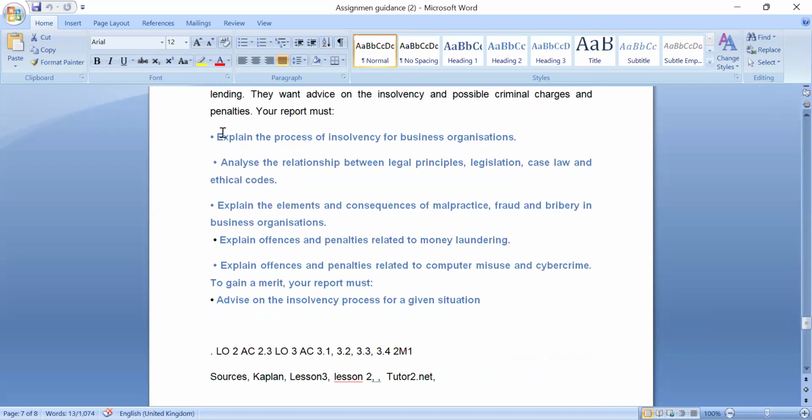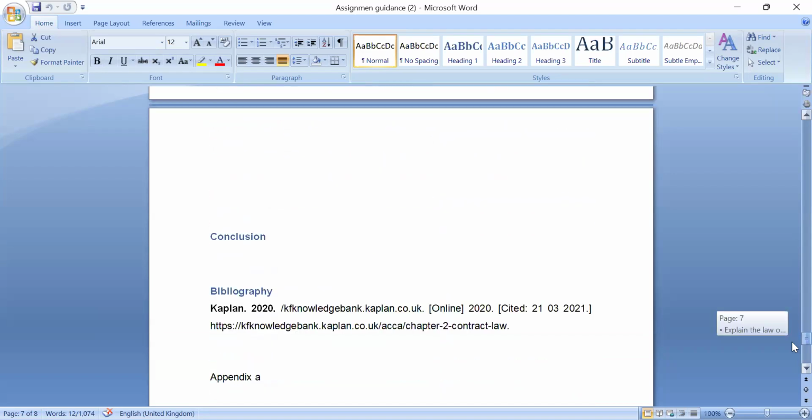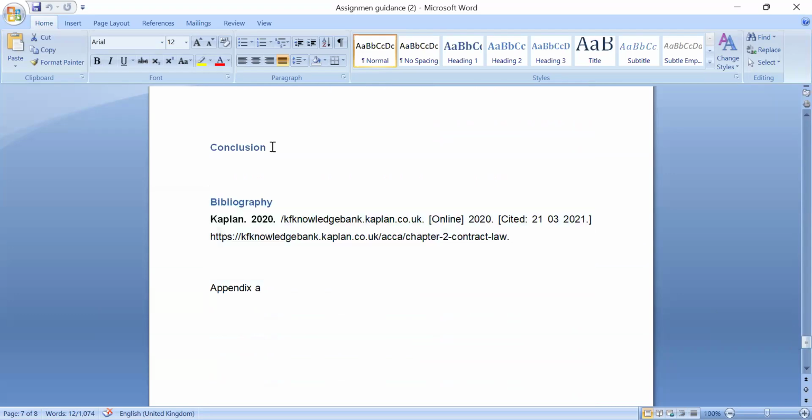Explain the process. We divide all the discussion, and this is based on our LO2, 2.3, and LO3, 3.1, 3.2, 3.3, which is mostly based on Learning Outcome 3, and all the key sources are mentioned. And then you can draw a little conclusion in this assignment.